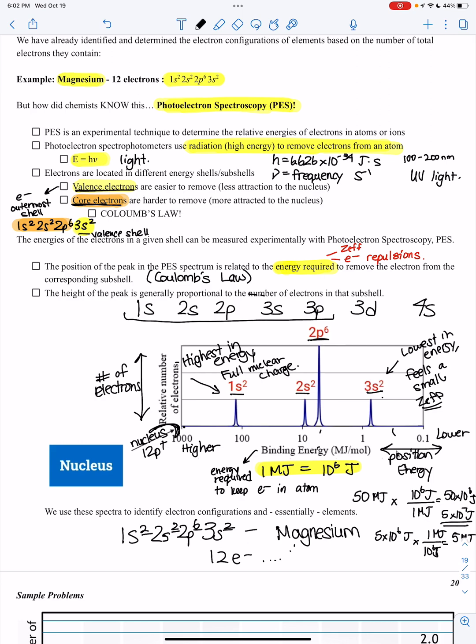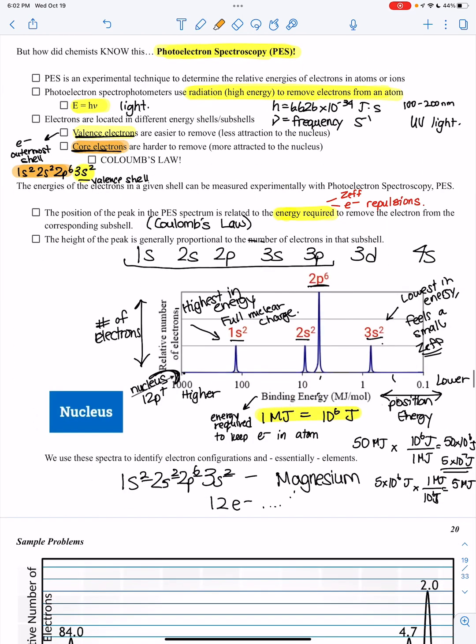That's how we read each peak. From left to right, it's 1s, then 2s, then 2p, then 3s. The height of the peak is equal to the number of electrons. If this peak was half this height, it would probably only be 1s1, and then I'd probably stop there. But that's not the case here.